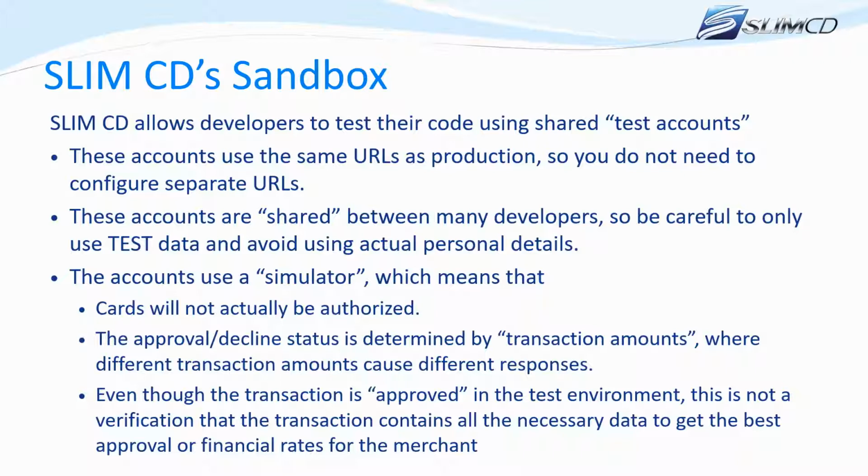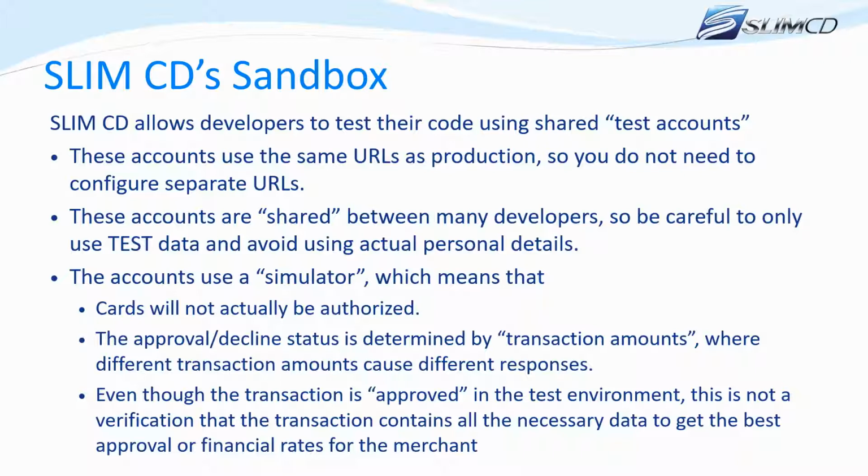I always like test for a first name and person for a last name and 123 test street, things like that if you're putting in addresses. These accounts use a simulator, which means the cards won't actually be authorized. The approved decline status is actually determined and triggered by transaction amounts, and we're going to cover that a little later, and different amounts cause different responses, so you can test approved, declined, errors, things like that.